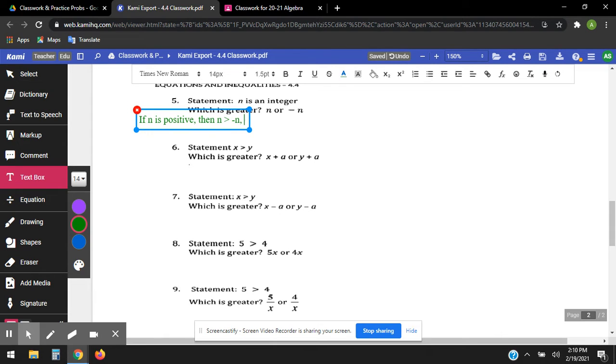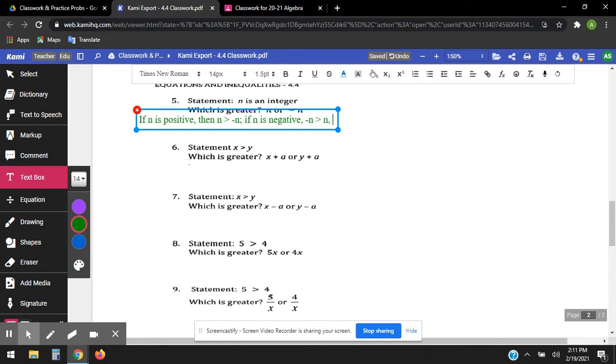But if n is negative, which would be bigger? Well, negative 4 or the opposite of negative 4, which is a positive 4. It'd actually be the other way around. So if n is negative, negative n is greater than n.